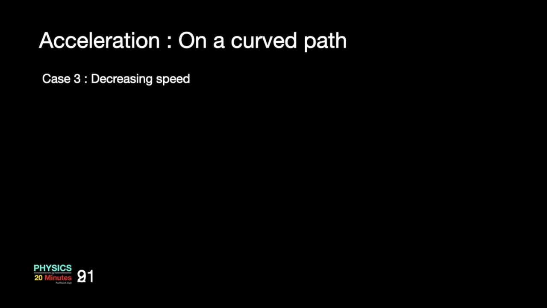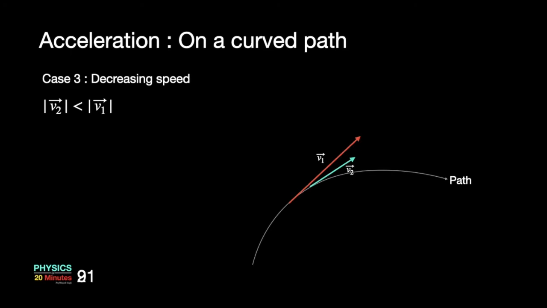What happens if the speed of the particle is decreasing on the curved path? So let's see, we have our curved path as usual. At some instant velocity is v1, at some other instant velocity is v2. The magnitude of v2 this time is less than v1 because the speed is decreasing. We can determine the change in the velocity vector as usual by translating the two vectors and applying the triangle law. The third side will give me the change in the velocity vector, delta v.